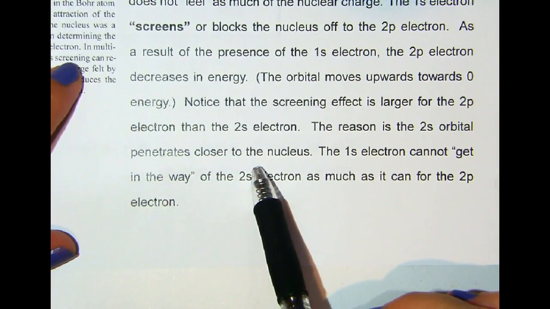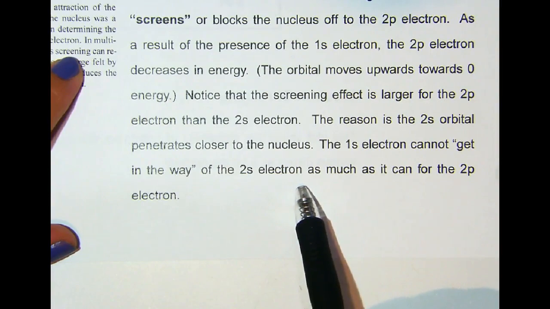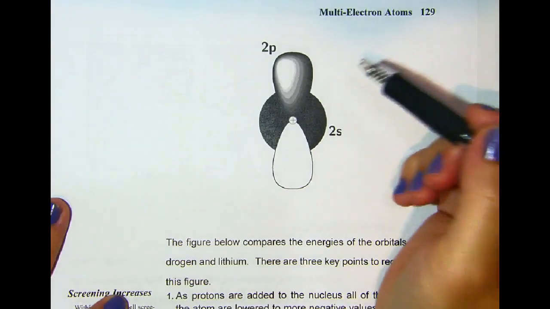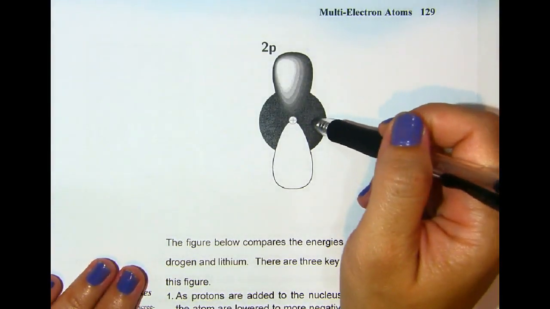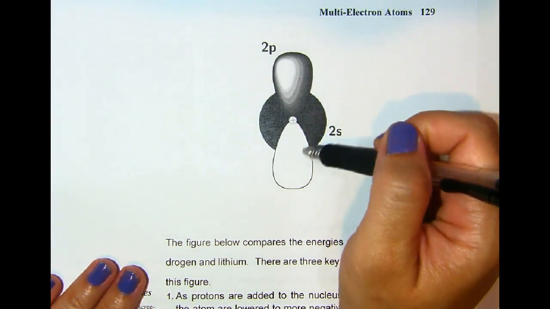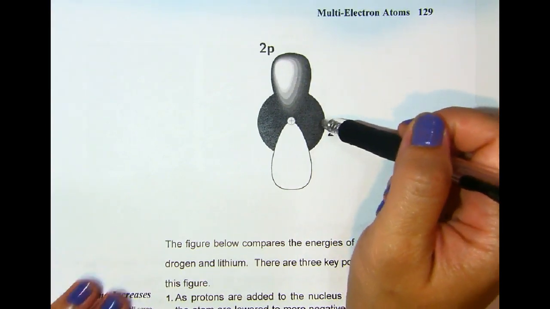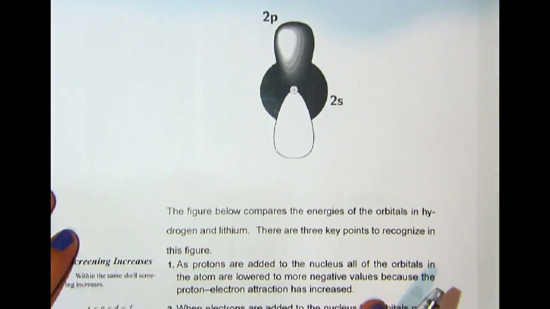The 1s electron cannot get in the way of the 2s electron as much as it can for the 2p electron. So the graphs of 1s and 2s are quite similar because they both have a similar orbit, but then you'll notice the 2p orbit can enjoy more screening from the 1s and the 2s orbits, and so that's why its graph looks so much different.